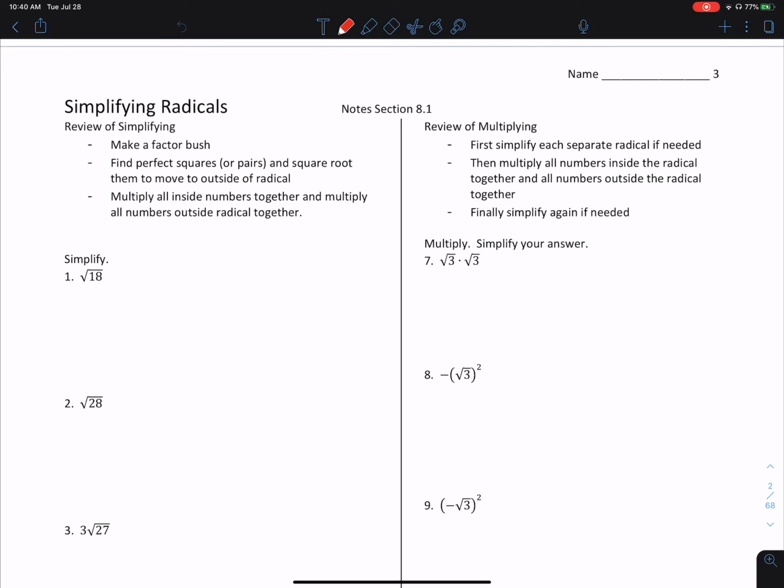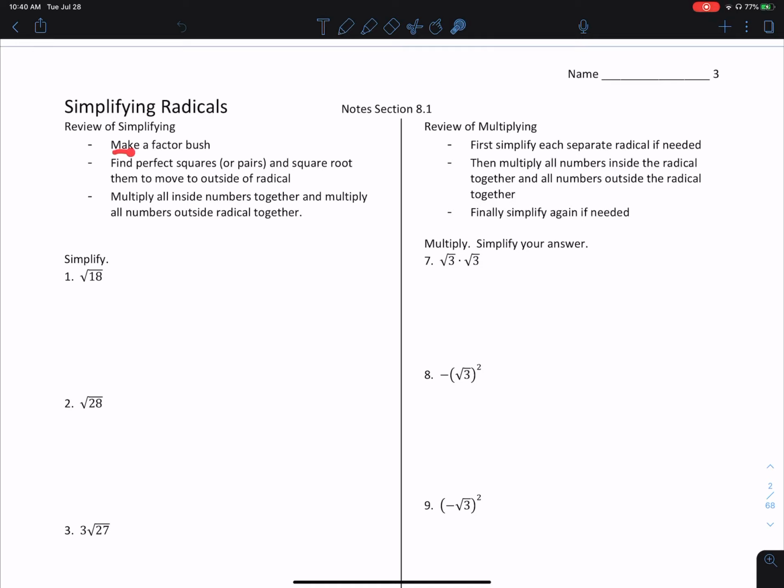Geometry, note section 8.1, simplifying radicals. This is an algebra review, but that being said, I don't know how much time you spend on it in algebra, and this is not the easiest concept, so it's important that we review it.